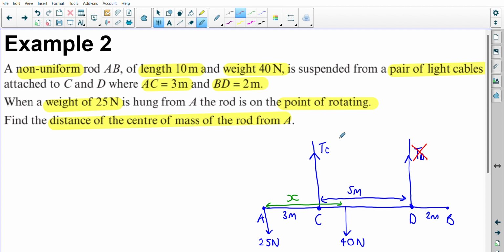So I'm going to try one method. I can always do another method if needs be, but I'm going to look straight away at taking moments about C. So if I've got moments about C, I'll have this moment here, which is an anti-clockwise moment. I'll have this moment here, which is clockwise. And clockwise equals anti-clockwise.